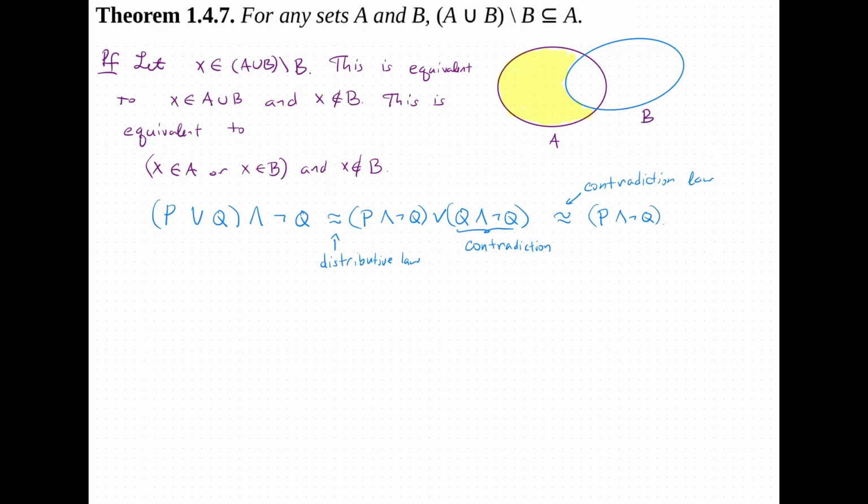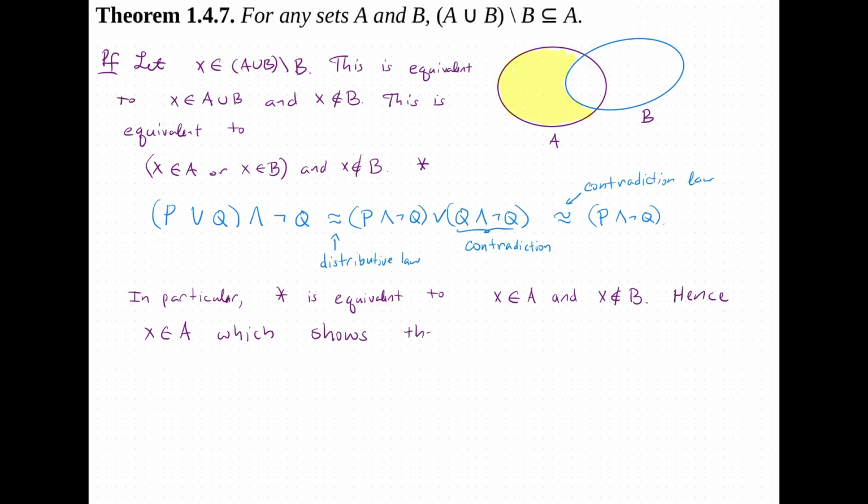So now what we have is that this statement here, in particular star, is equivalent to x is in A and x is not in B. But specifically, we do have that x is in A. Hence, x is in A, which shows that (A union B) minus B is a subset of A. And we're done.